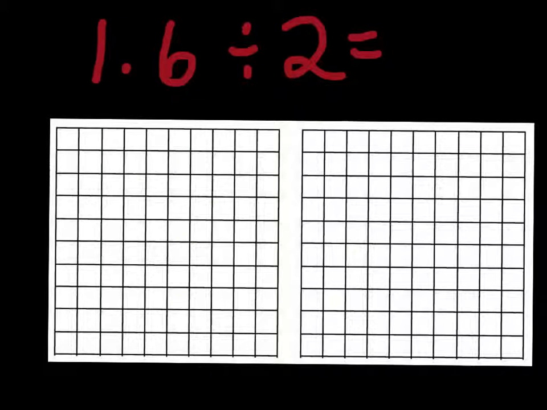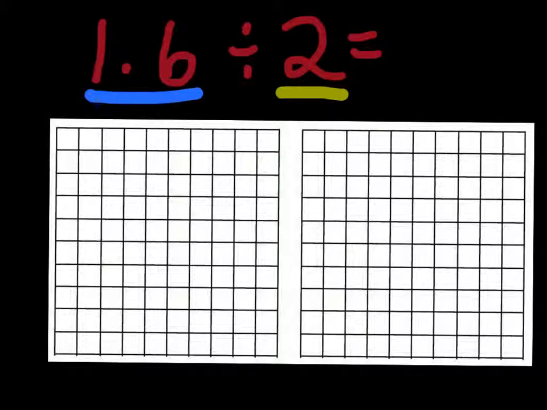This model is kind of the opposite of the last example that I gave you, because this time we know exactly how many groups. I know that there's going to be two groups. I just don't know how many pieces are going to be inside of each group. So the rules are still the same in that I know that I need to first model the 1 and 6/10 because that's going to be my dividend.